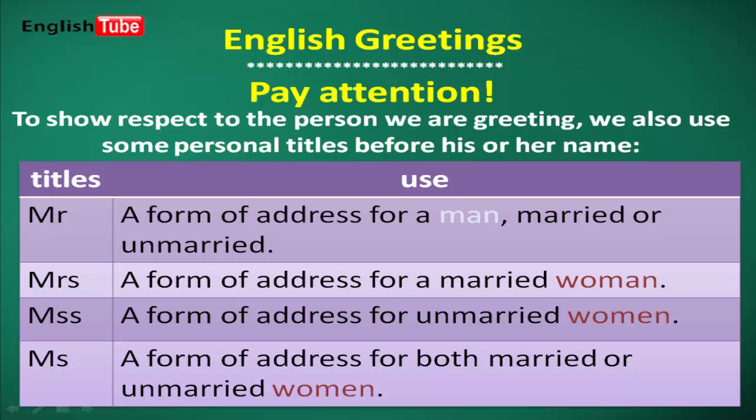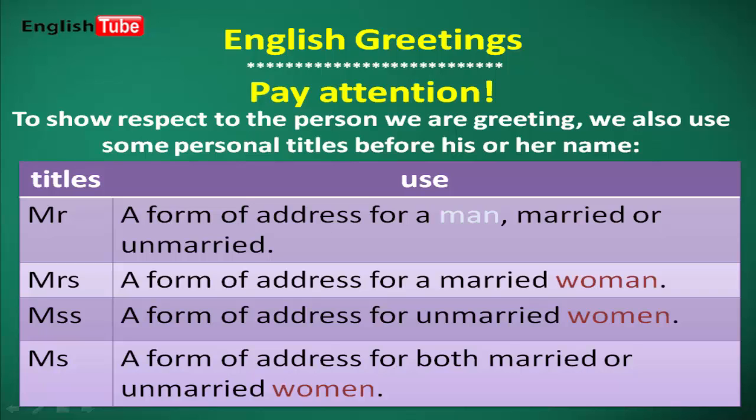Number two, let's focus right now on some personal titles related to women. Okay? Number two, we say Mrs. MRS is pronounced Mrs. إذن هذا اللفظ MRS ينطق Mrs. It is a form of address for a married woman. إذن هي صيغة تستعمل قبل اسم المرأة المتزوجة.